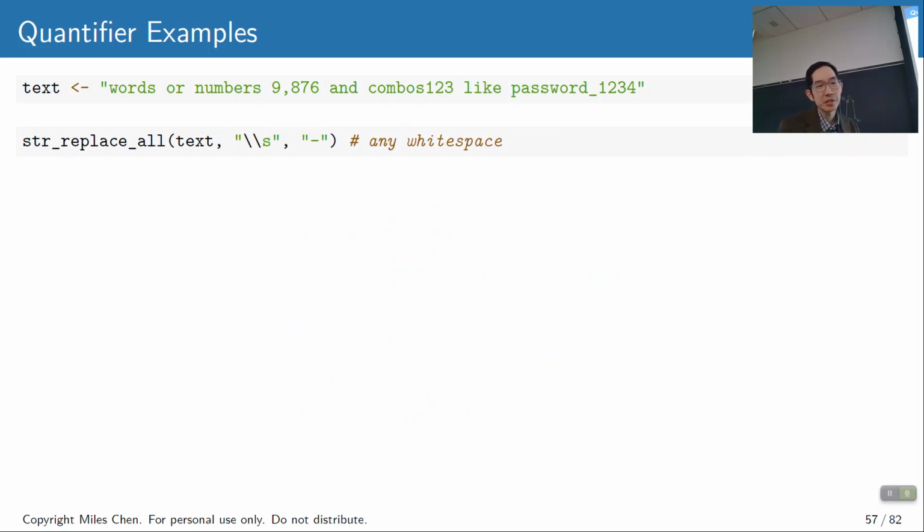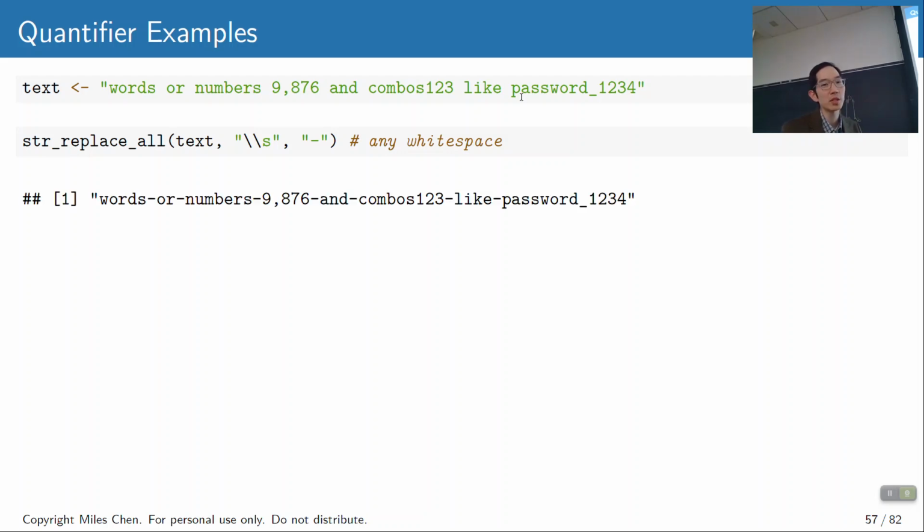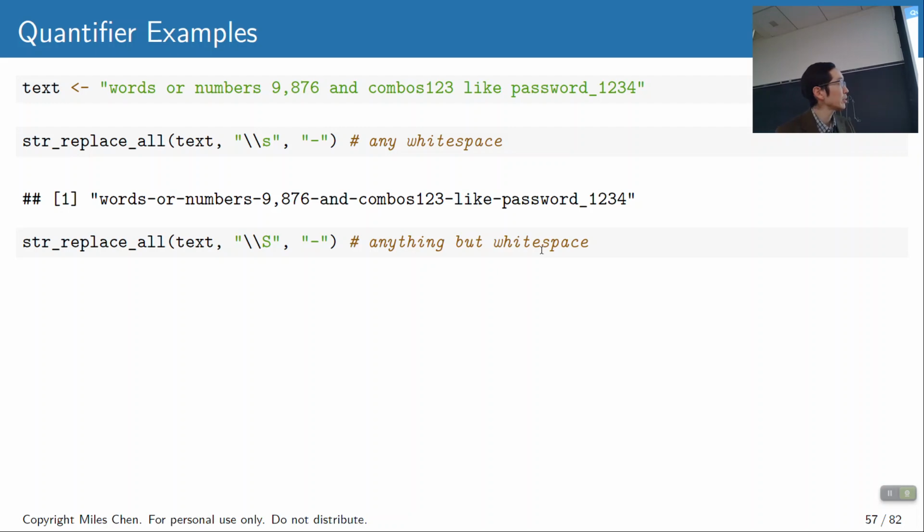Okay, so the text is a vector of length 1, and it is just one long character string. It says words or numbers, 9,876, and combos 1, 2, 3, like password_1, 2, 3, 4. And so here we're going to say replace all white space with a dash, okay? So that's going to replace all the spaces with a dash, and we get this, right? Here we say replace anything but white space with a dash. Capital S, anything but white space with a dash. So everything except the spaces get replaced with dashes, okay?